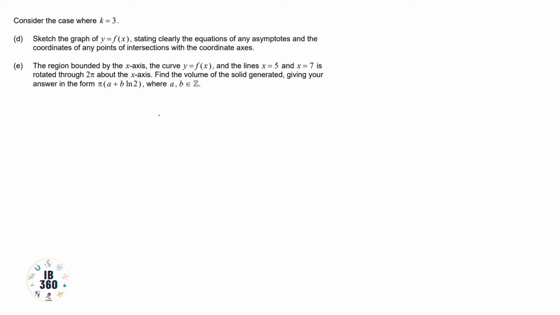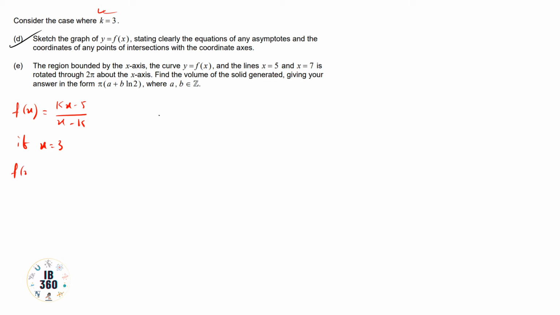Now sketch the graph of y equals f(x), stating clearly the equations of any asymptotes and the coordinates of any point of intersection with the coordinate axes. It is given that k equals 3. So if k equals 3, your equation becomes f of x equals kx minus 5 divided by x minus k.